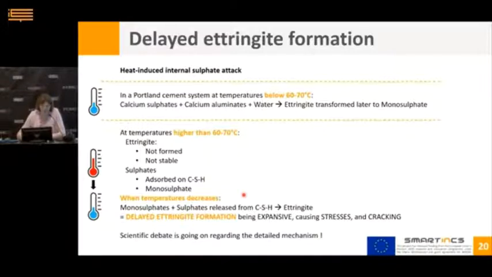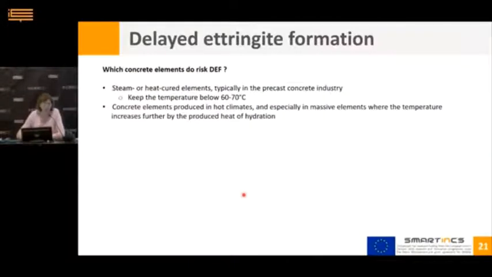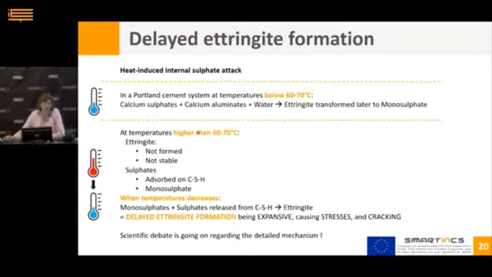Regarding the detailed reaction mechanism, I did not include it here because, as you also see in the lower part of the slide, you can find contradictory information in literature. So the scientific debate is still going on about that, but we know already what we can do in order to avoid this. And of course, if you think about the mechanism here, it only occurs when your temperature is higher than 60-70 degrees. So you can already know in which applications this will occur.